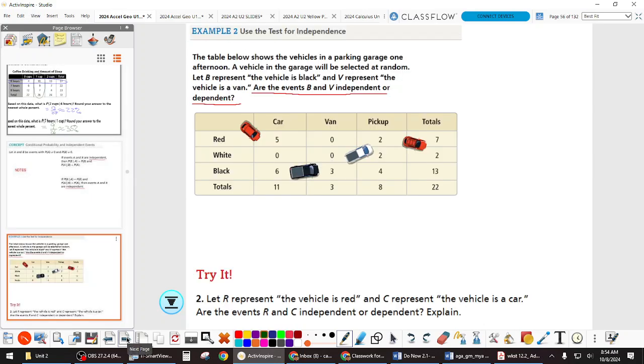Alright, cars. This table shows the vehicles in a parking garage one afternoon. Now we have to read a little carefully because B and V are defined up here. B is black vehicle, V is van. It says, are the events B and V independent or dependent? I asked you this a few minutes ago: how does conditional relate to independence? Think about it.